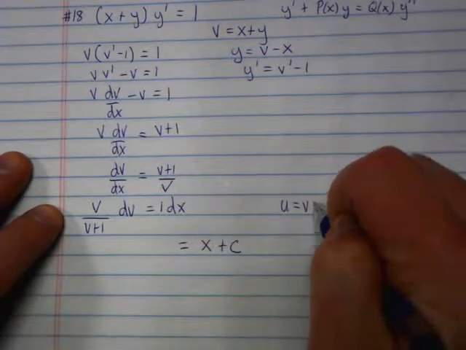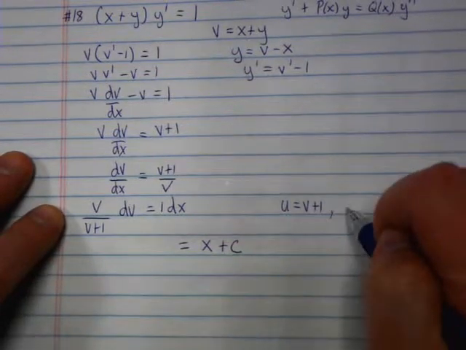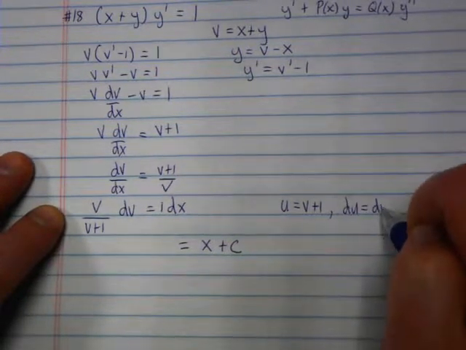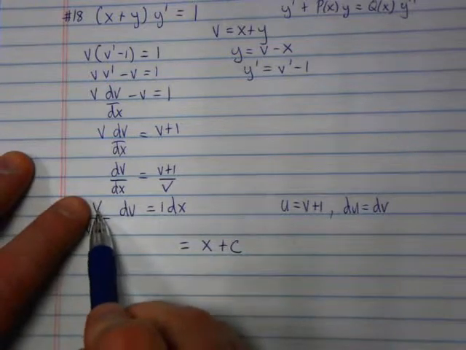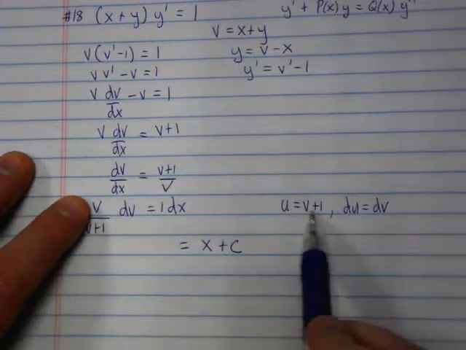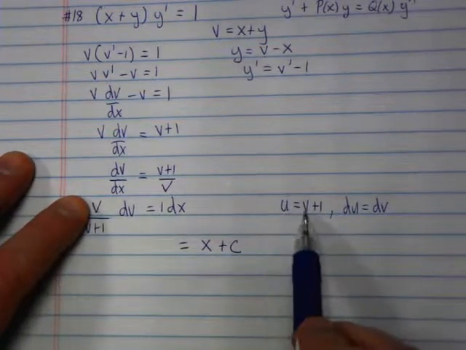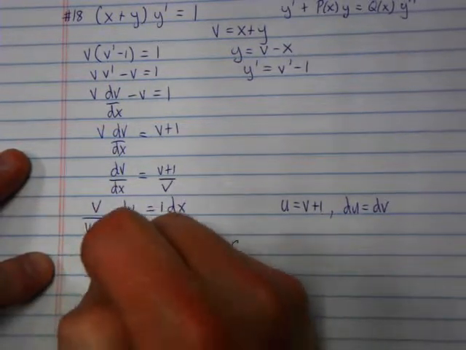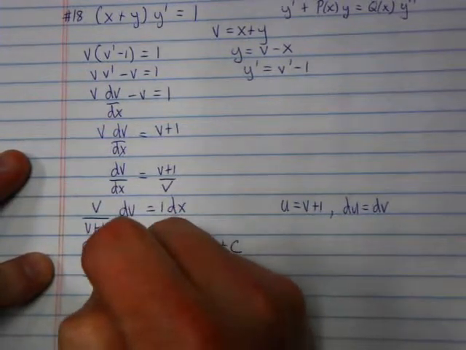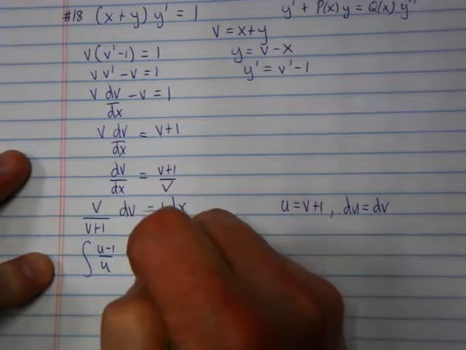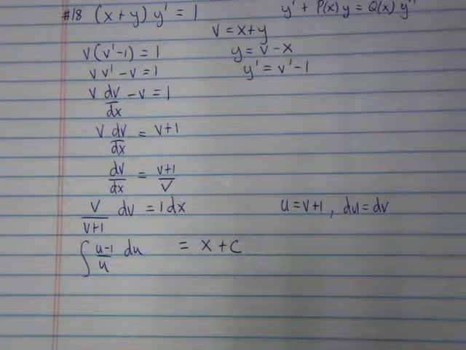I would let u be v plus 1, which means du is dv, and then what am I going to do with this v that's up on top? Solve, and I'm going to write it as u minus 1. So this is going to become the integral of u minus 1 over u du when you do that u substitution.